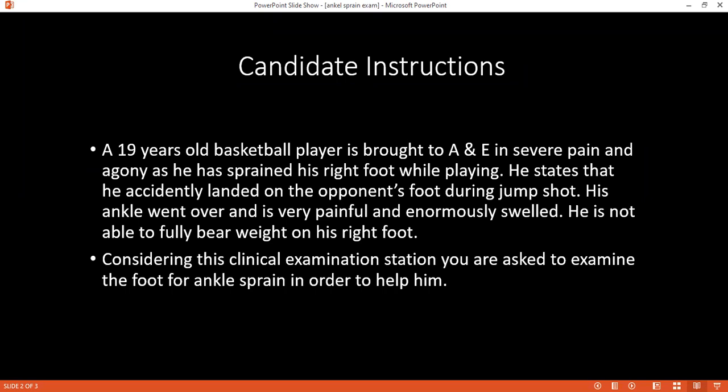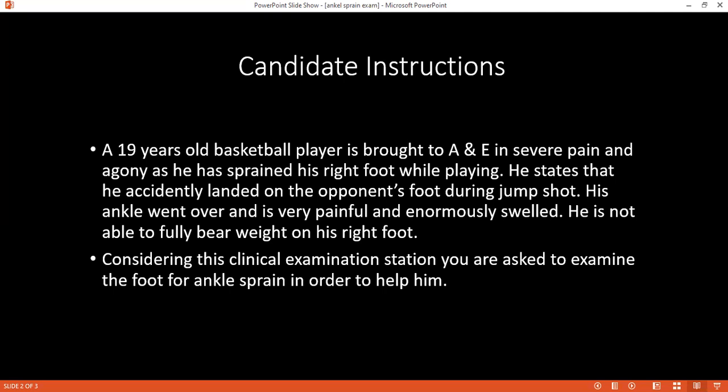Yes, ma'am. After entering the station, I would wash my hands, greet him and introduce myself as Dr. Varki, one of the exam candidates, and confirm his name and age. Then I would explain to him that I will be examining his ankle, which includes looking, feeling, and moving his ankle joint, and take verbal consent whether he is okay with that. Then I would like to examine the patient in a standing as well as sitting position with his ankle exposed up to the knee.